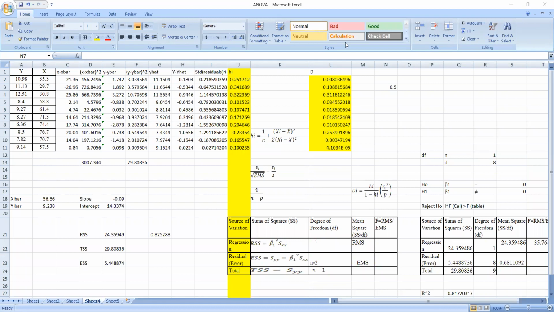Do you understand that? Do you have any questions regarding the calculation? Okay, if you have no questions with that, now we can move into multiple linear regression.